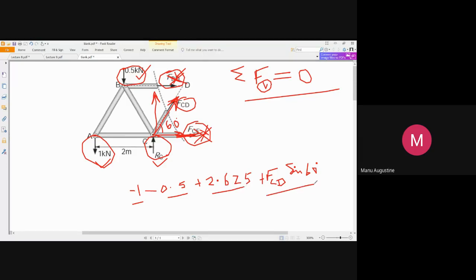And the sum of all vertical forces is supposed to be equal to 0. So I put these all equal to 0. Now I have one equation and one unknown, which can be easily found. And that should be the end of this problem.